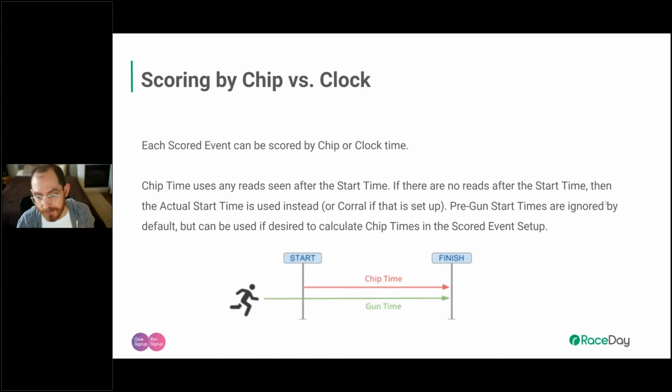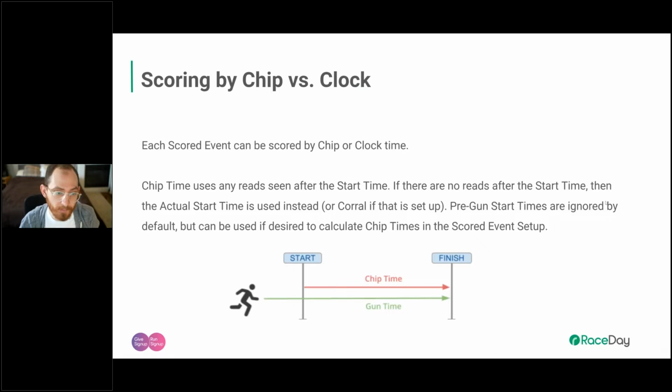The pre-gun start times are ignored by default, but they can be used if desired to calculate chip times in the scored event setup. So by default, you'll see here, a participant, let's say, started way back behind the start line and the gun went off, and then at some point they crossed the start and then went over to the finish. Their gun time is going to be longer than their chip time because they started way back from the start and it took them some time to get to the start itself. So their gun time and their chip time will be different based on the amount of time it took them to actually hit the start.